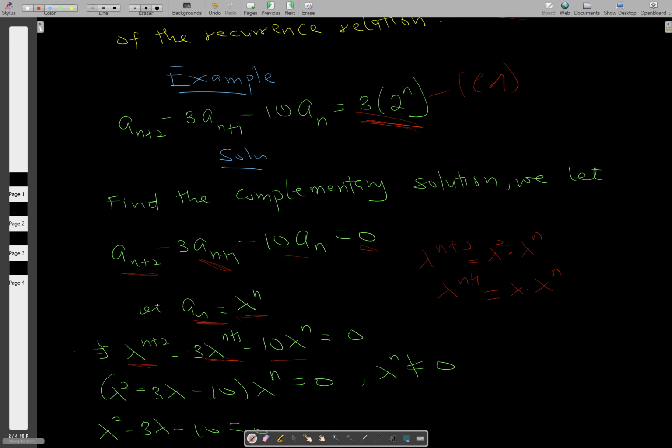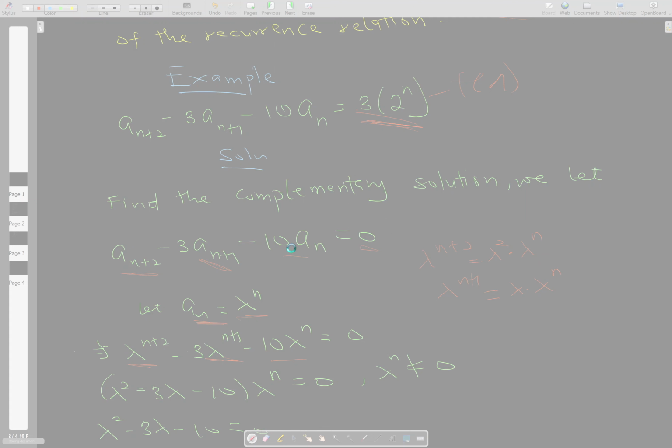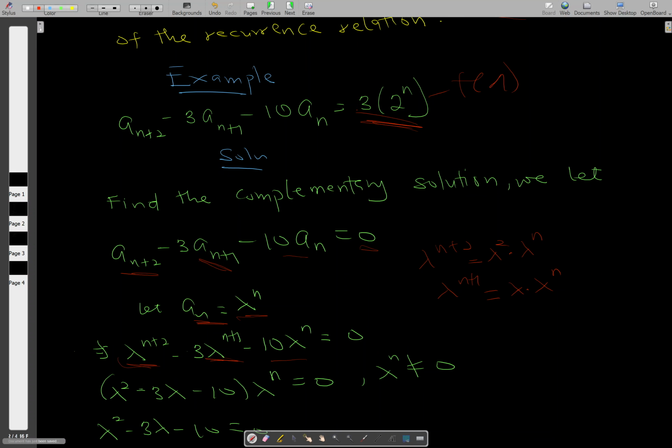On the first term, when you factorize lambda to the power n out, lambda to the power n will just cancel lambda to the power n, leaving lambda squared. Then on the second term, when you factorize lambda to the power n out, it will be left with just lambda times 3, which is 3 lambda. Then the last term will be just minus 10. Then we equate to 0.